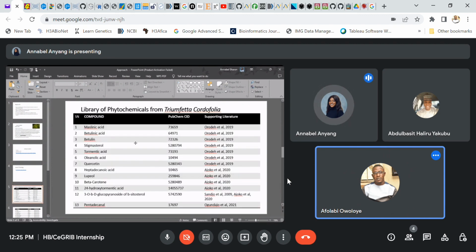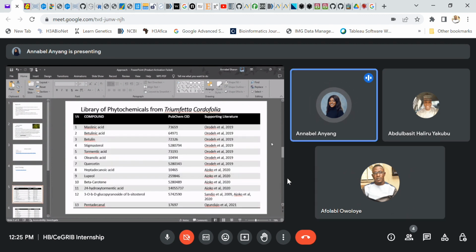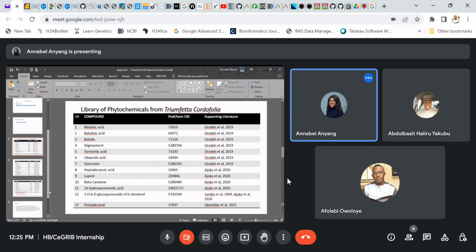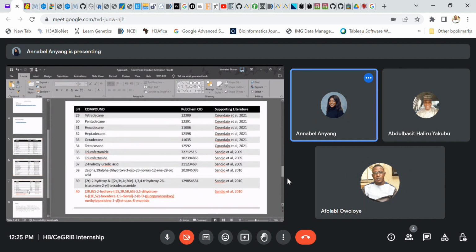Basically, the library of phytochemicals that I've been able to get so far from the plants, I put into a table and then linked it to the PubChem ID and the supporting literature, so I can always know where exactly I got that information from and reference it later. This is just that table showing the different compounds. I have about 39 of them.